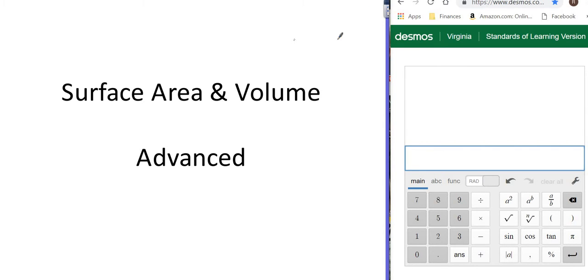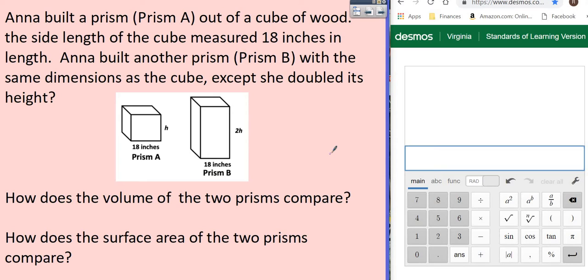All right, so now we're on to surface area and volume advanced. So this is some of our trickier stuff. Anna built a prism A out of a cube of wood. The side length of the cube measured 18 inches in length. Anna built another prism B, with the same dimensions as the cube, except she doubled its height.